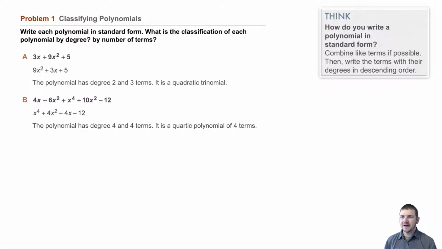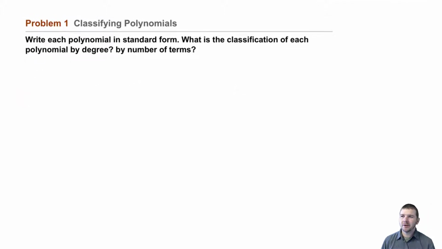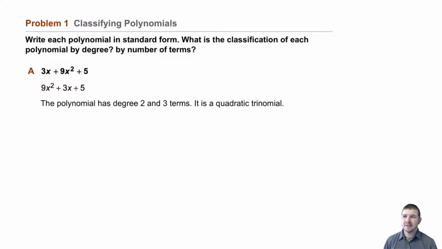Problem 1, classifying polynomials. Write each polynomial in standard form. What is the classification of each polynomial by degree? By number of terms? First part A, 3x plus 9x squared plus 5. Rewriting the polynomial in standard form, we'll put the quadratic term first, 9x squared, plus the linear term, 3x, plus the constant, 5. And we can see this polynomial has degree 2 and 3 terms. So it is a quadratic trinomial.